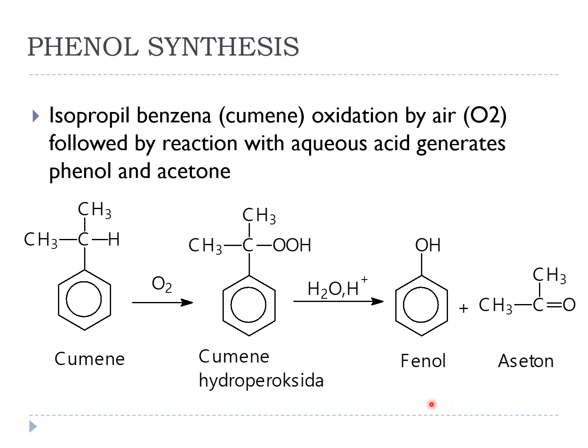Okay, phenol can be synthesized from many processes, but I will only give you just one process, from cumene. What is cumene? Cumene is an isopropyl benzene. This is the structure of cumene. This is alkyl benzene, and this is an isopropyl group attached to the benzene ring. So this is called cumene.